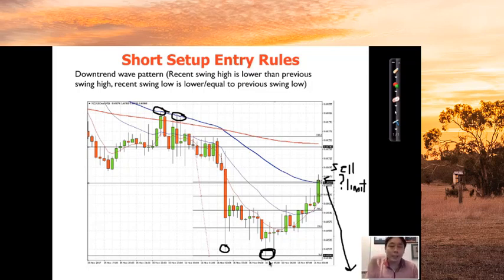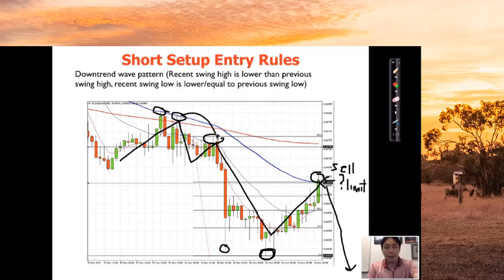So in other words, it makes lower lows, one of the entry criteria. Next, where is the recent swing high? This is the recent swing high, or where we intend to sell. And is the recent swing high lower or equal to the previous swing high? There's the previous swing high, right? So it goes like that, like that, like that, okay? So you can see it makes lower highs and lower lows. We want to see that downtrend wave pattern, right? So it fulfills all the criteria. So it is a valid trade.